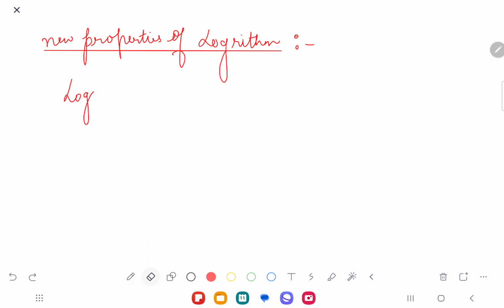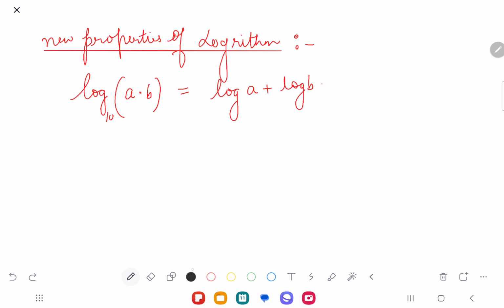The first property is the log of any number which can be expressed as a into b. Log a into b for the same base is equal to log a plus log b. And another property is log a by b equals log a minus log b.